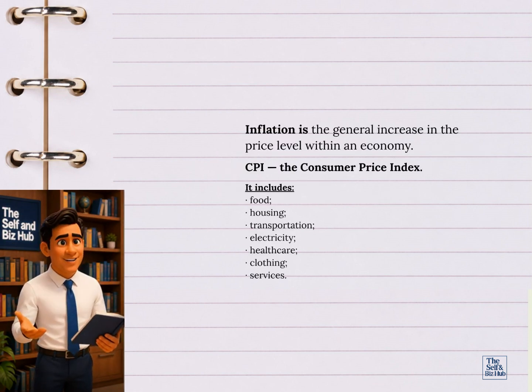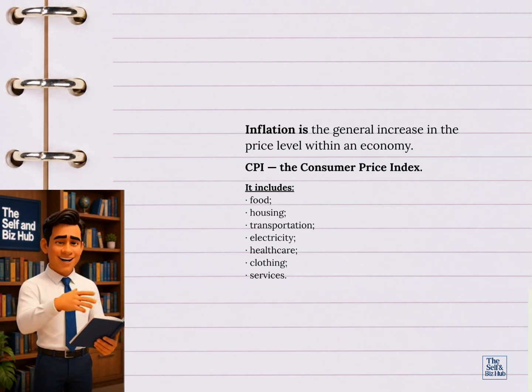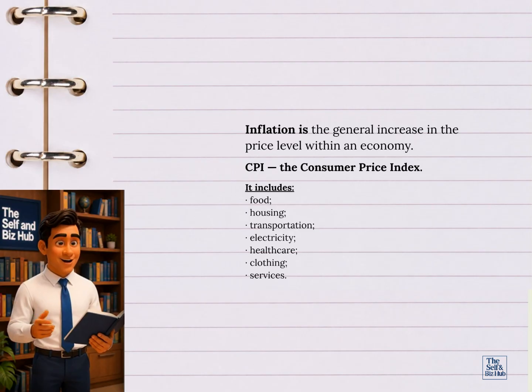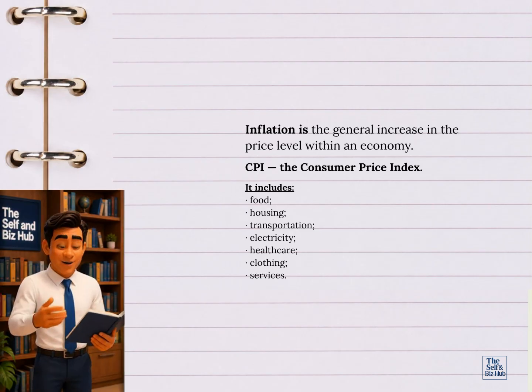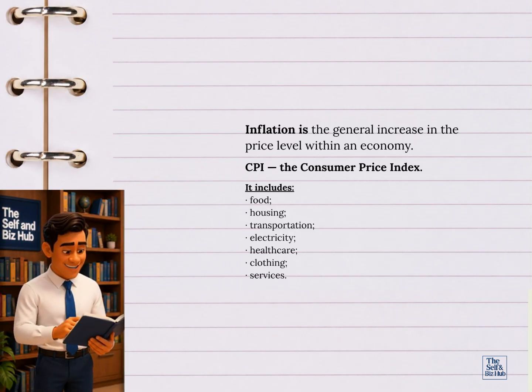The second major group of indicators is prices. Because it is not enough to know how much the economy produces, we also need to understand what is happening to the value of money. And this is where inflation comes in.